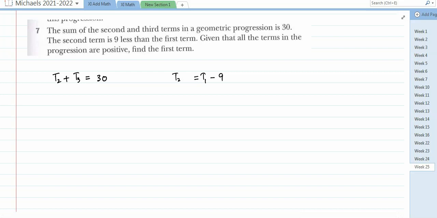Firstly, I will write down the terms in terms of a and r. Second term is ar, plus third term is ar square, equals 30. Right? Similarly, I can do here.